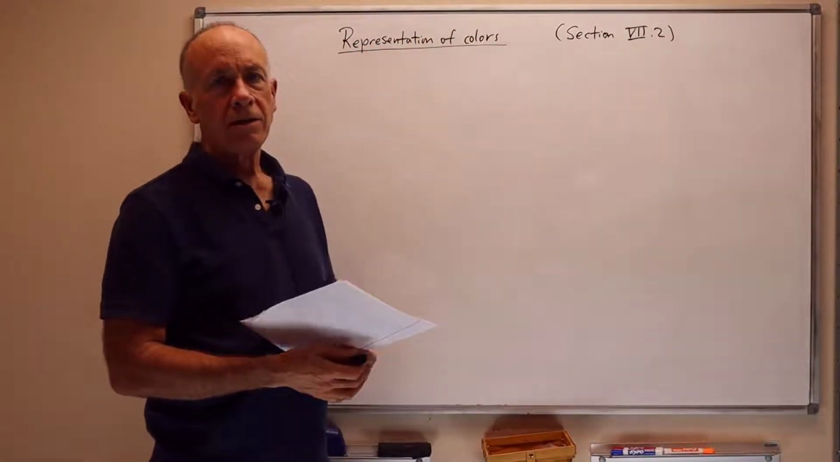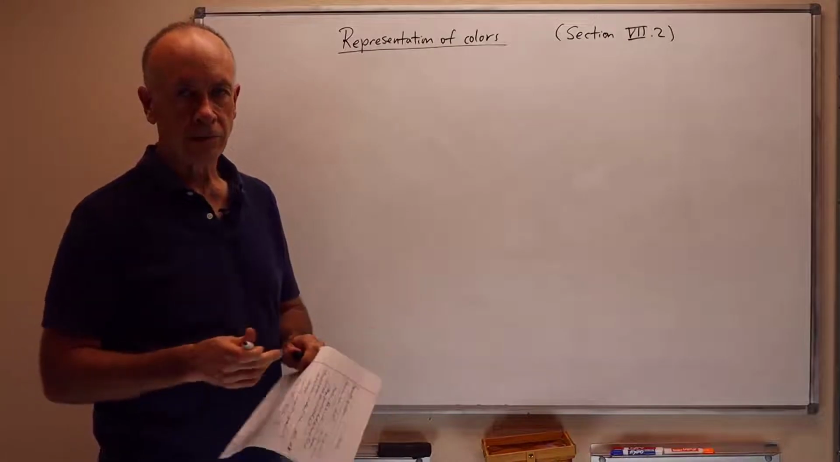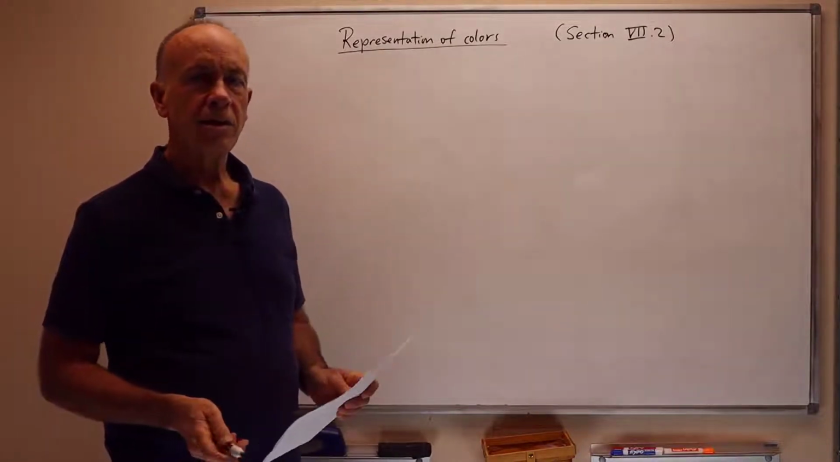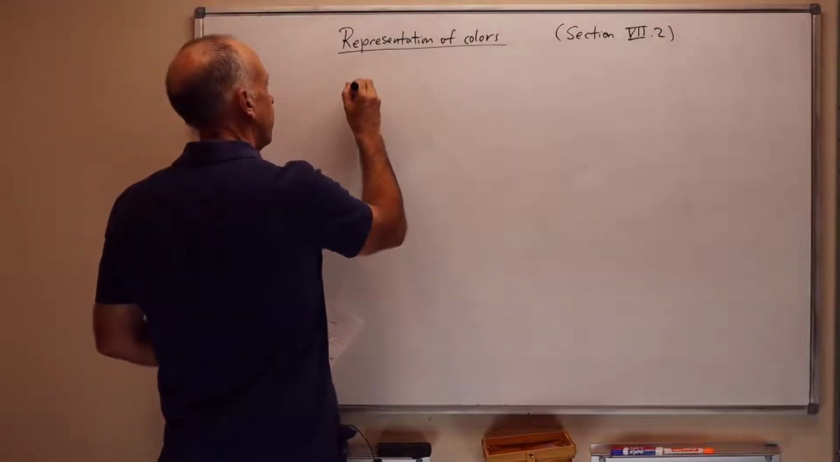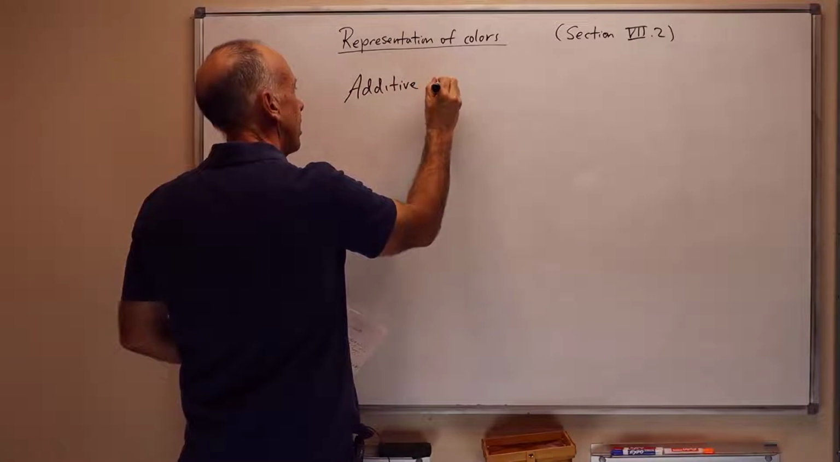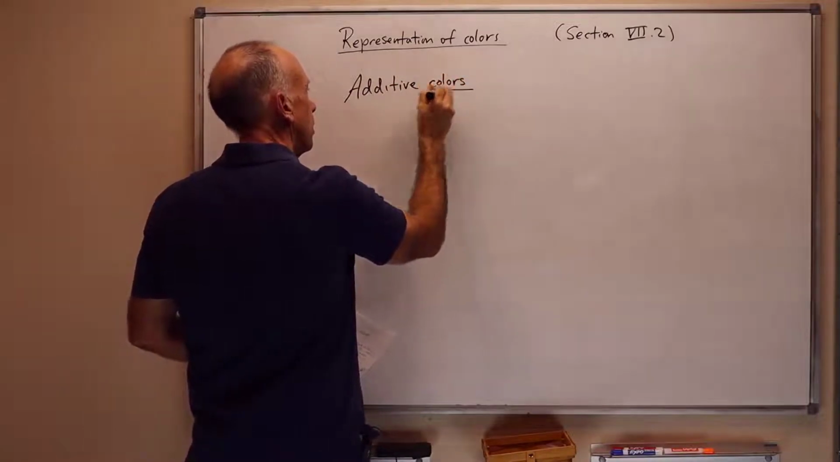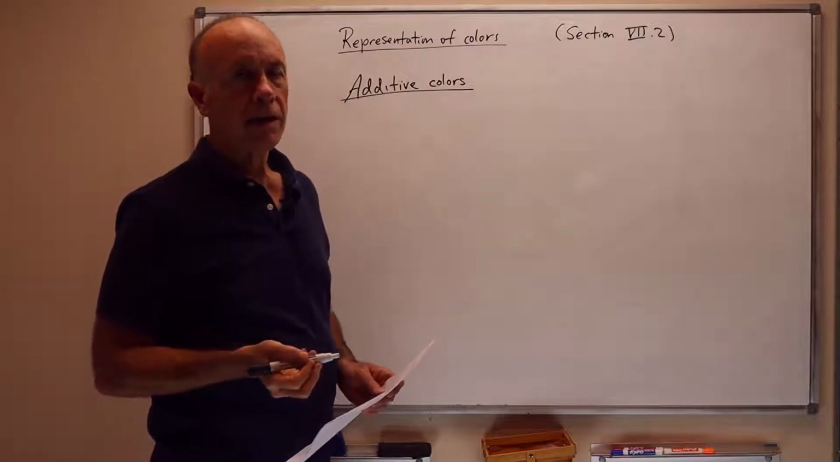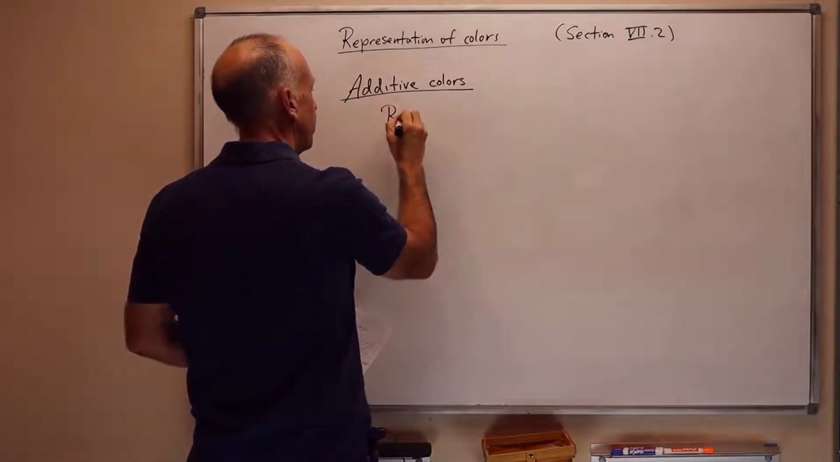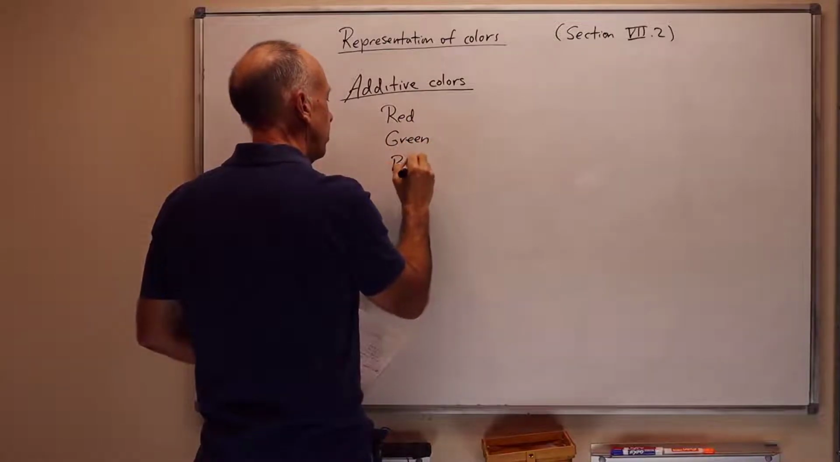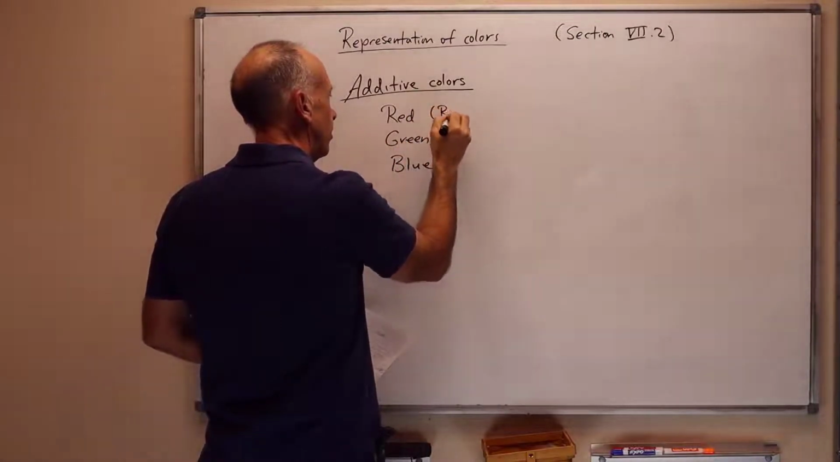Hi, in this presentation I'll talk a little bit about how colors are represented on a computer. There's basically two schemes for representing colors. The first one, and probably the one you're more familiar with, is what's known as additive colors. Additive colors are red, green, blue, denoted R, G, and B.